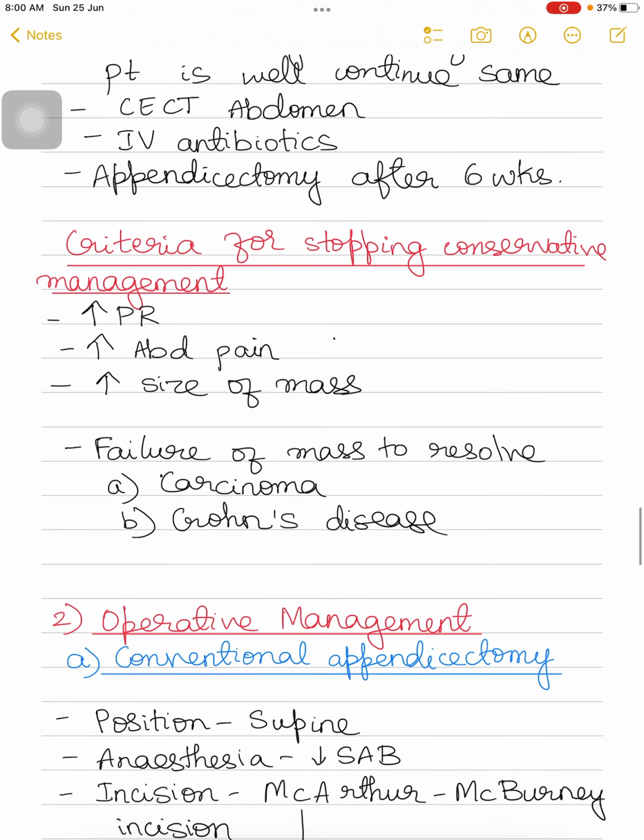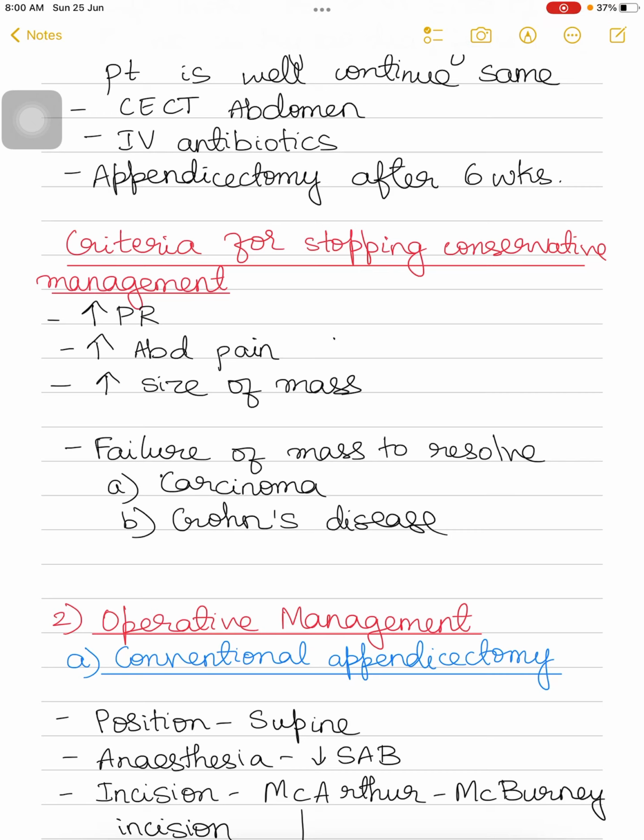Criteria for stopping conservative management: when you need to put a hold on conservative management and the patient needs an operative procedure, that is when there is an increase in the heart rate, increased abdominal pain, an increase in the size of the mass, and no bowel movements. Then go ahead with the operative procedure.